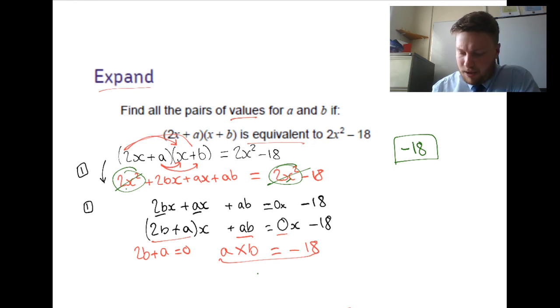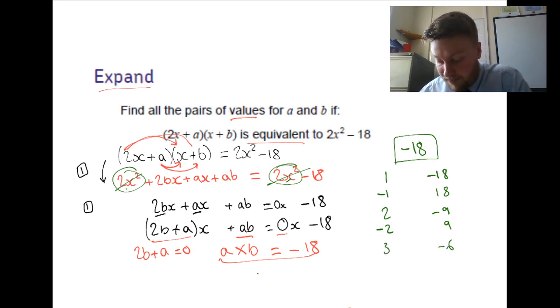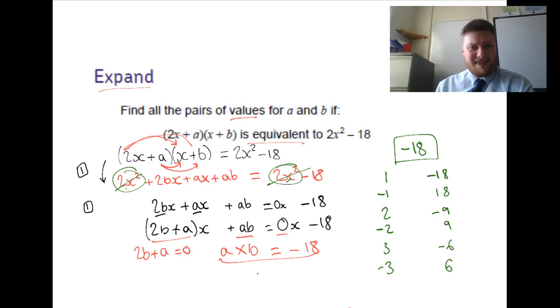And the pairs of numbers, well, we could have 1 and negative 18, 1 times negative 18, or we could have negative 1 times 18. We could have 2 times negative 9, or negative 2 times 9. You see where this is going? We could have 3 times negative 6, or negative 3 times 6, and that's it. There are others that would be decimals, but those are all of the integer, the whole number solutions, the pairs of numbers that would multiply to give 18.